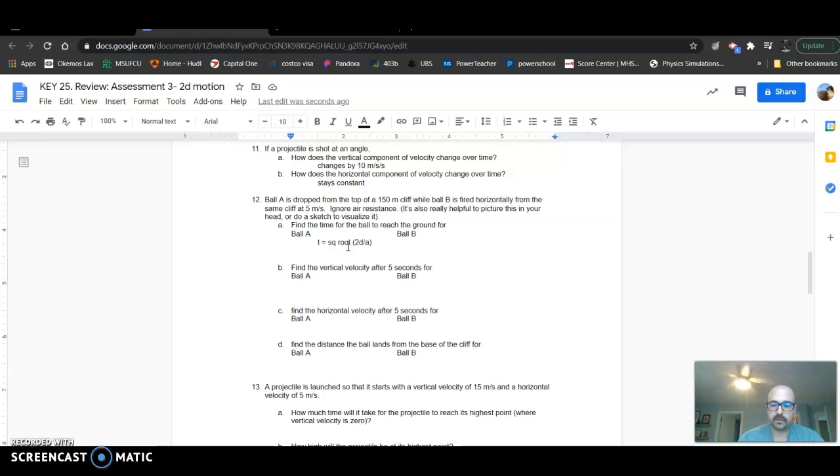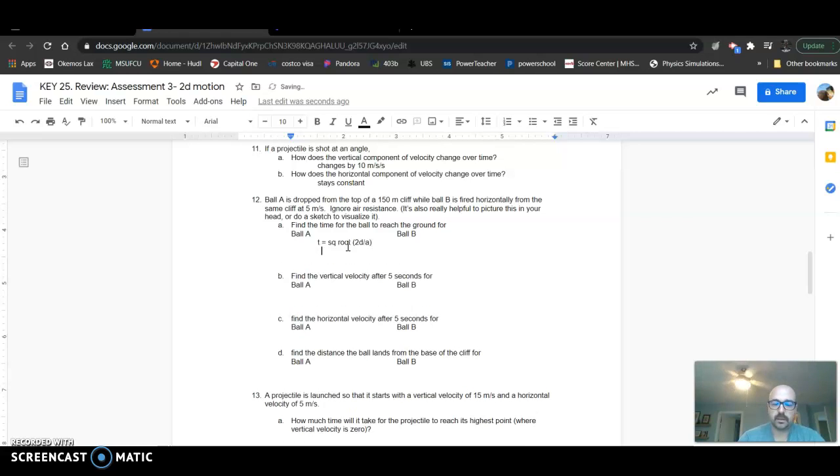Let me just move down a line here. That would be the square root of 2 times the distance of 150, so 300, divided by acceleration, which some kids are putting 5 meters per second as the acceleration, and that's the horizontal velocity. Acceleration as this thing falls is 10 meters per second squared, so we just want to plug that in. Then I'm going to find the square root of 30, and that is 5.47 seconds. That's the answer for both A and B, so they take the same amount of time.